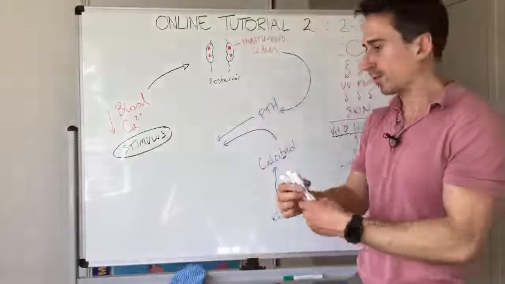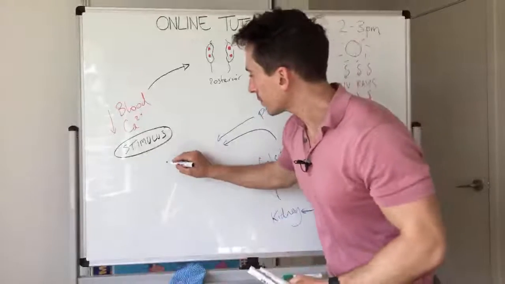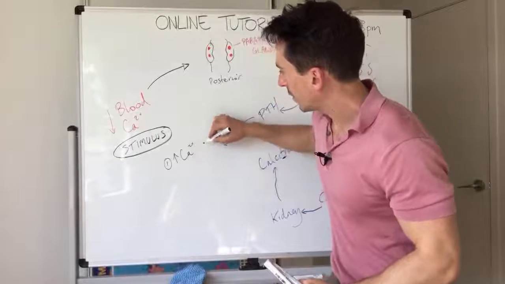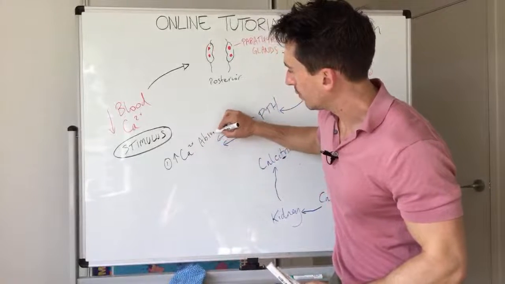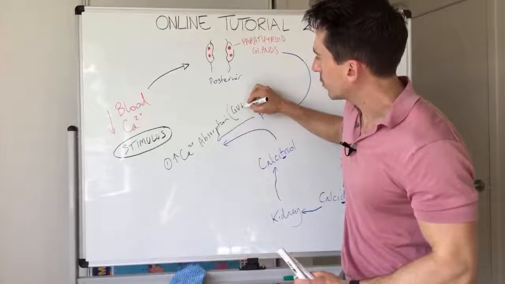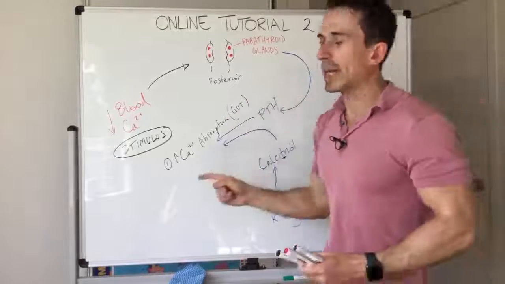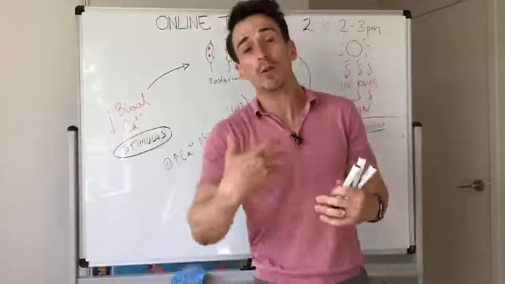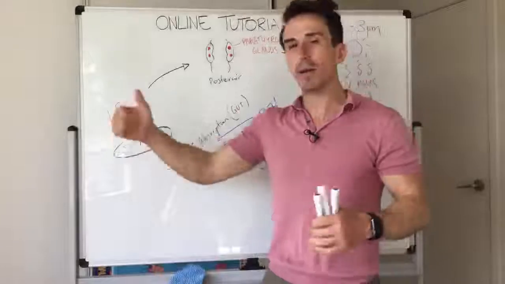What are the three things? 1, increase calcium absorption. And the question is, absorption where? We're talking about the gut, right? We're talking about the small intestines. We want to increase how much calcium we absorb through our gut into our blood. If we do that, blood calcium levels go up. Great.